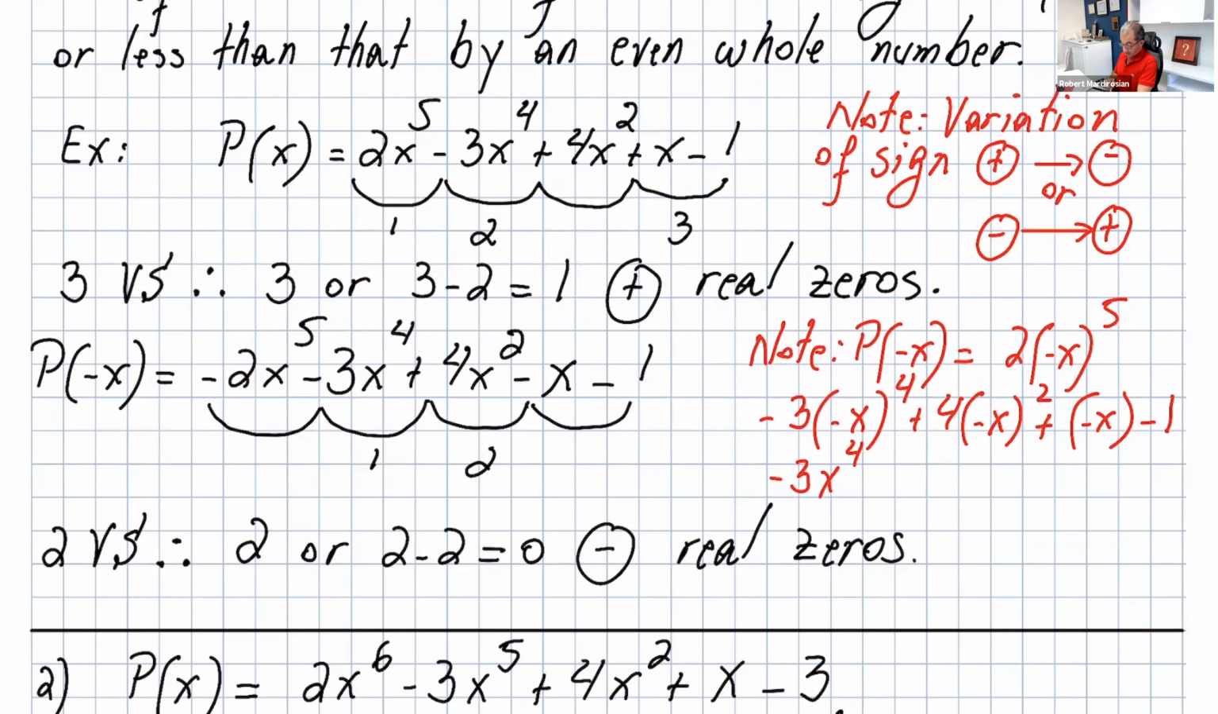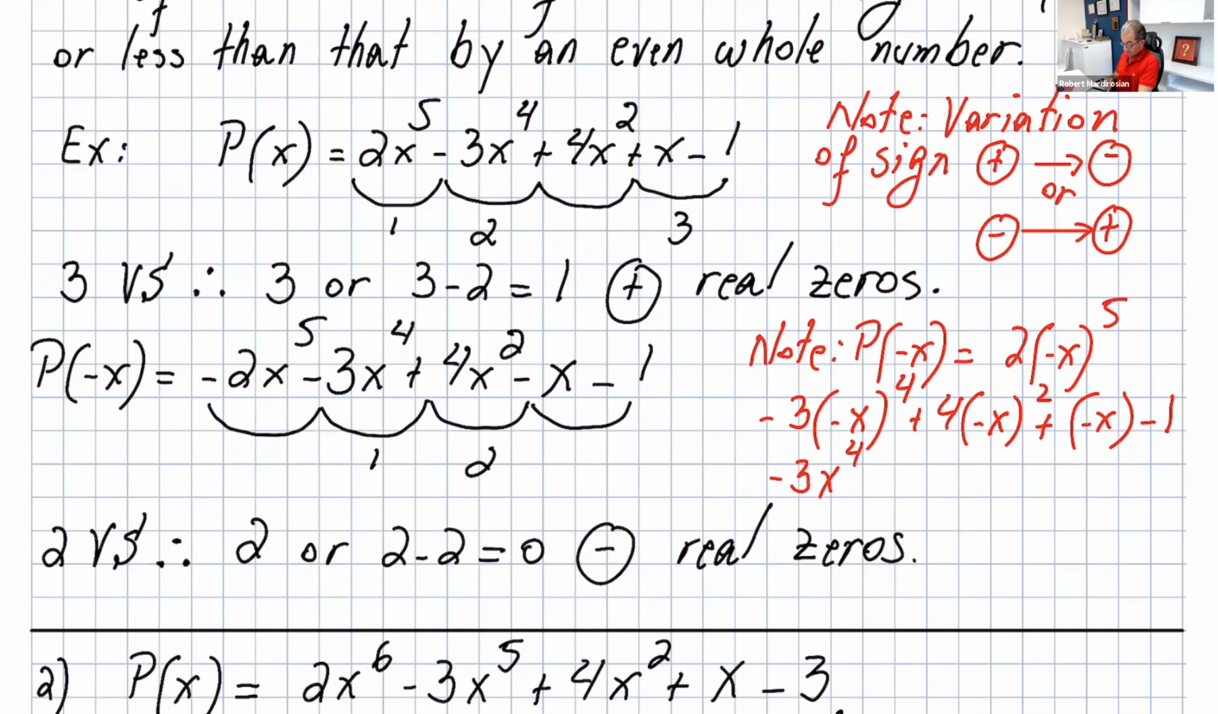Now you find p of negative x. P of negative x will also change the sign of the coefficient of the odd exponent. If you want to do that fast, because negative x to the 5th power is still negative, p of negative x is negative 2x to the 5th power. Here it doesn't change, minus 3x to the 4th power plus 4x squared minus x, and that changes because it's x to the power of 1. If you put negative x, that becomes negative minus 1.